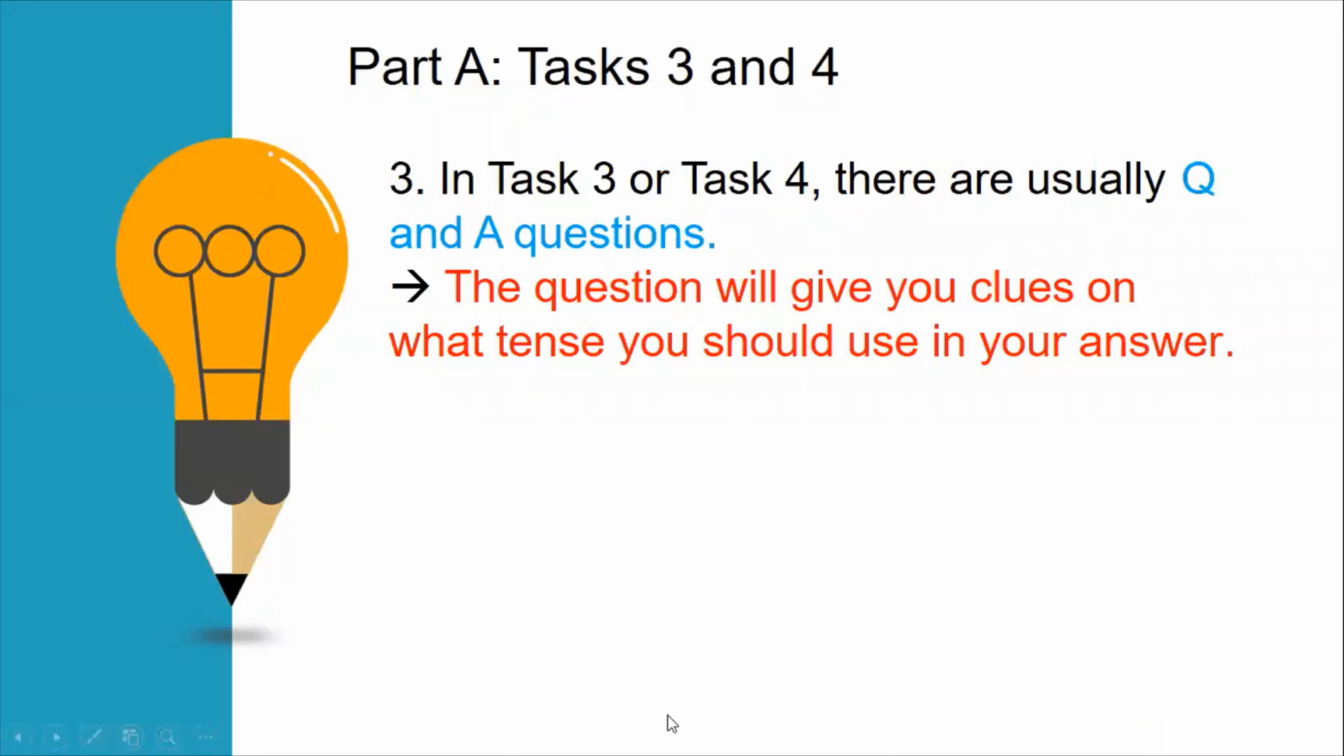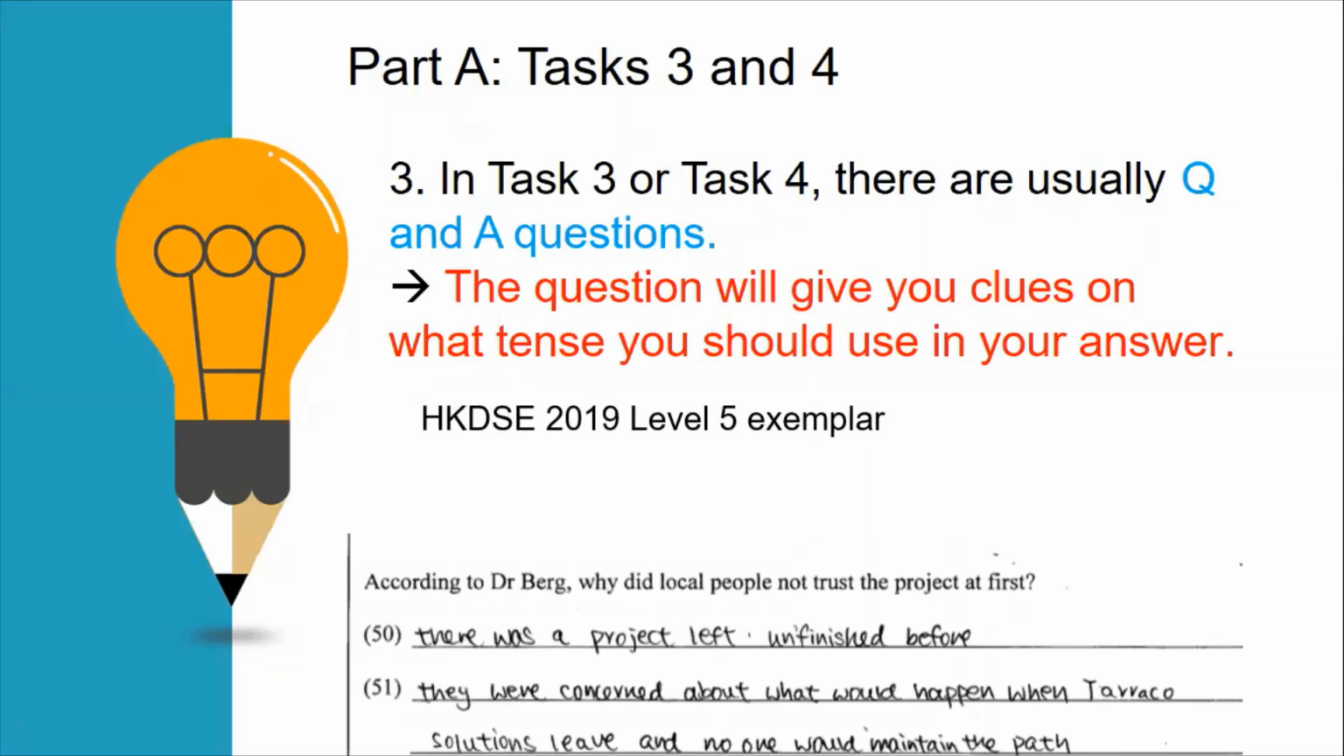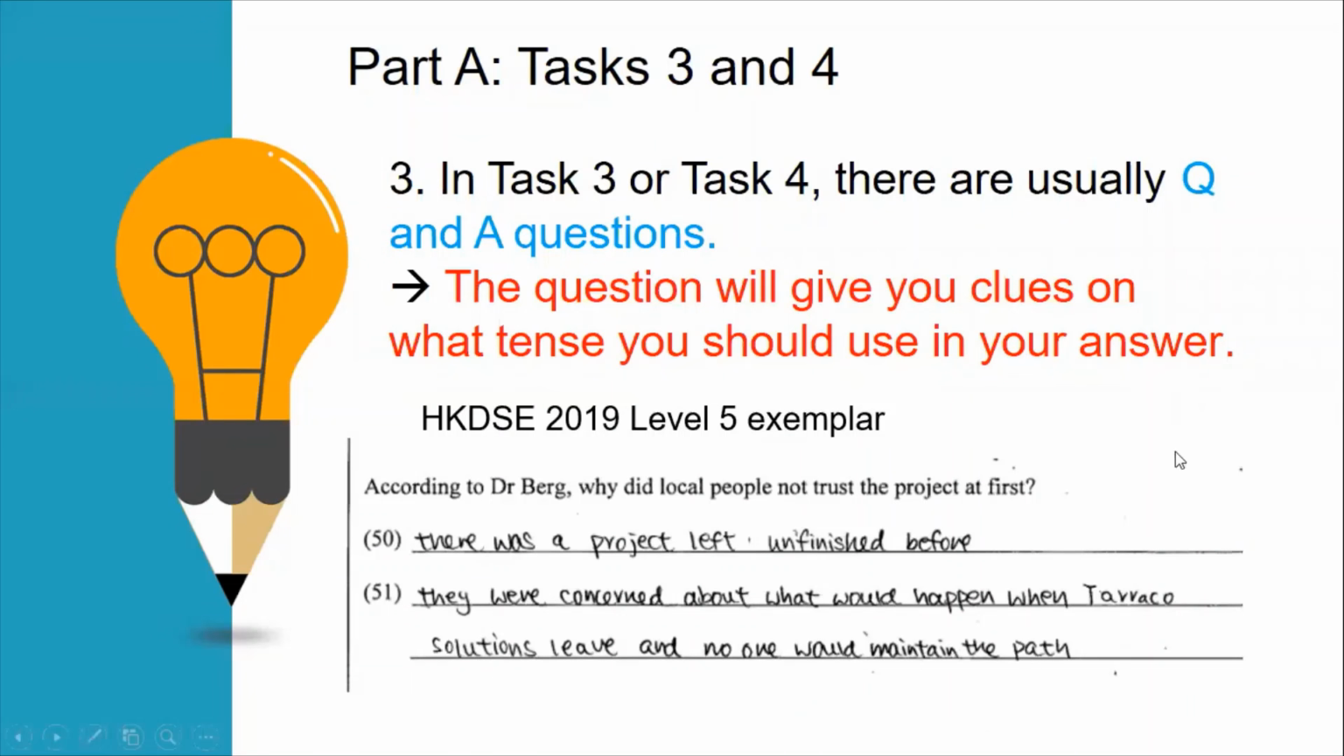In Task 3 or 4, there are usually Q&A questions. The question will give you clues on what tense you should use in your answer. For example, in 2019, this question used did. So it shows that you also need to use past tense in your answers.